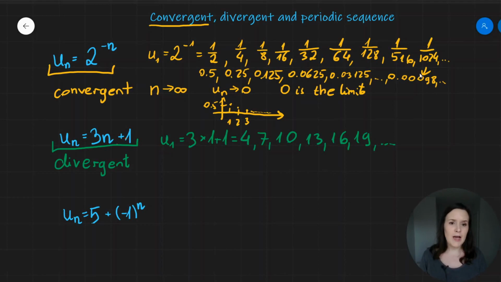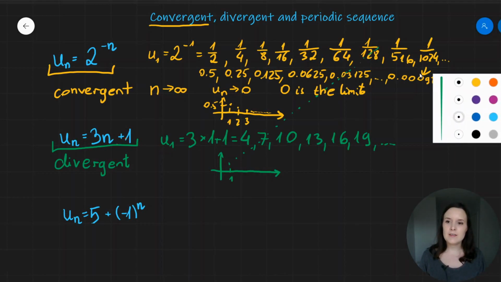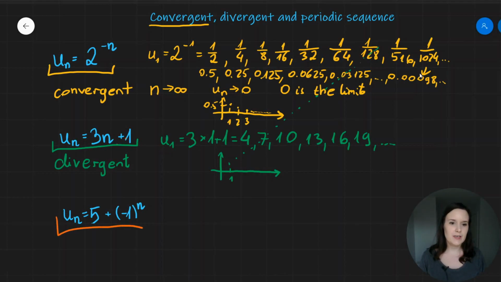But this one, divergent, the first term is 4, second 7, 10, 13, 16, and so on and so on. Sky is the limit. It just goes straight to infinity. So that's divergent. That's the difference between convergent and divergent. And the third type is periodic.